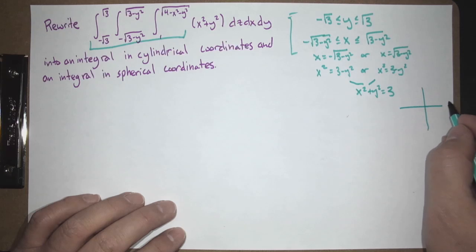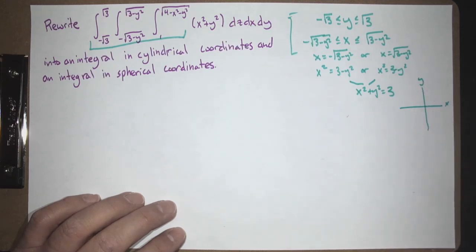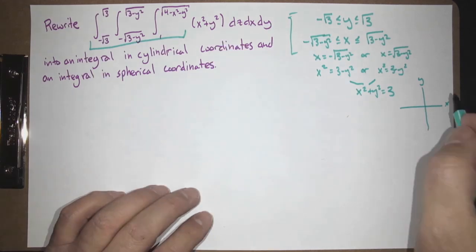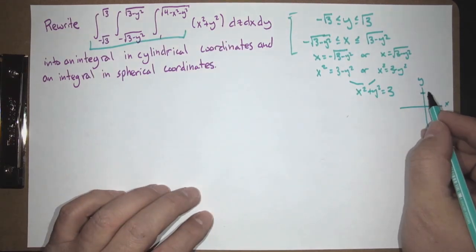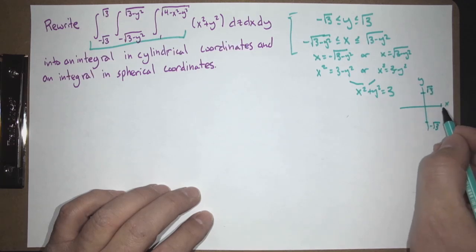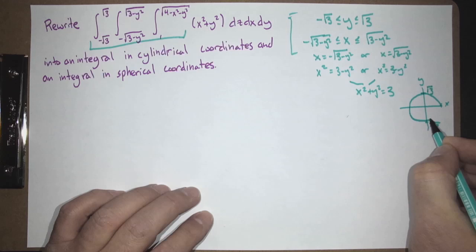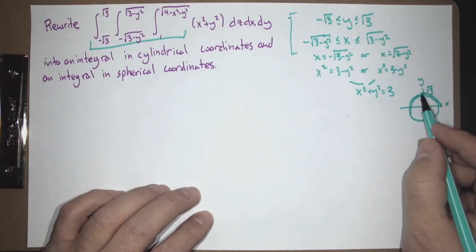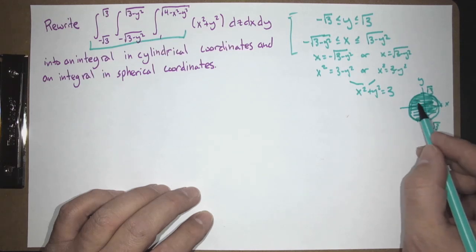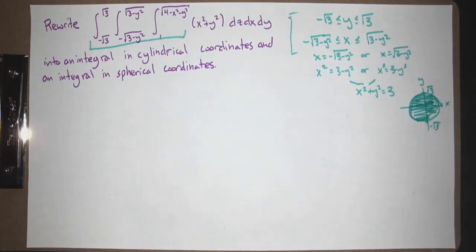So in the xy plane, it's a circle. Do we know what the radius of this circle is? Root 3, good. And y goes from positive root 3 to negative root 3, so it's the whole circle. The inner bounds go from the left side to the right side. So in the xy plane, there's our region. Now we've got to add in our z.